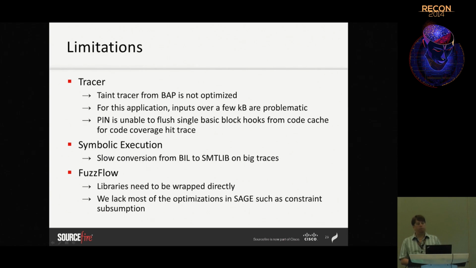Our conversion from BIL to SMT-lib is fairly slow because, once again, BIL expands every x86 instruction out into micro-operations. So for every move or add, you actually have a series of maybe 8 micro-operations occurring, and a comparison or more complicated x86 instructions are even greater.